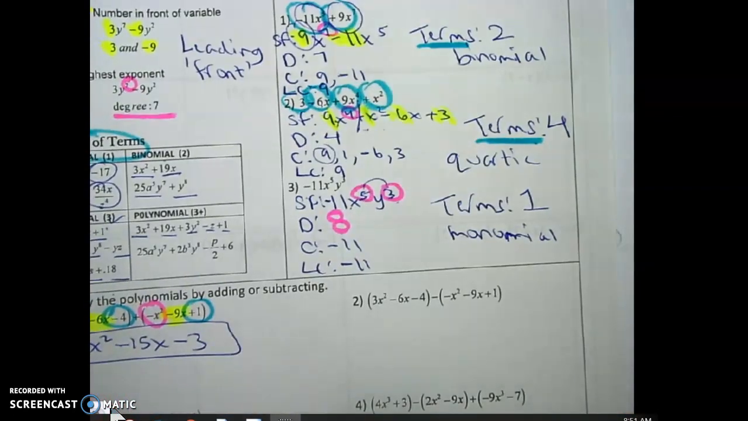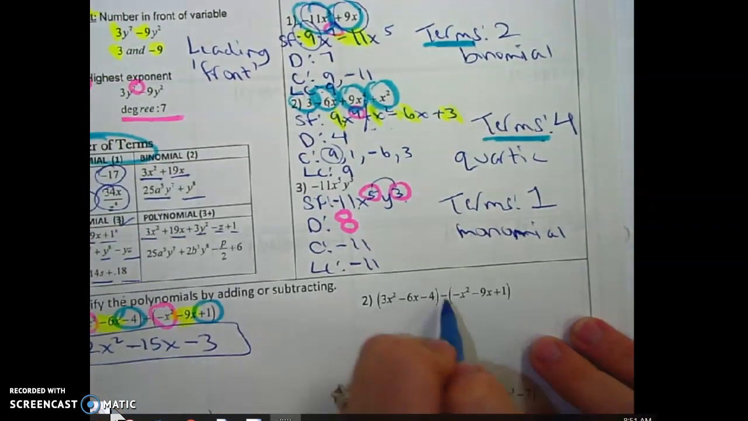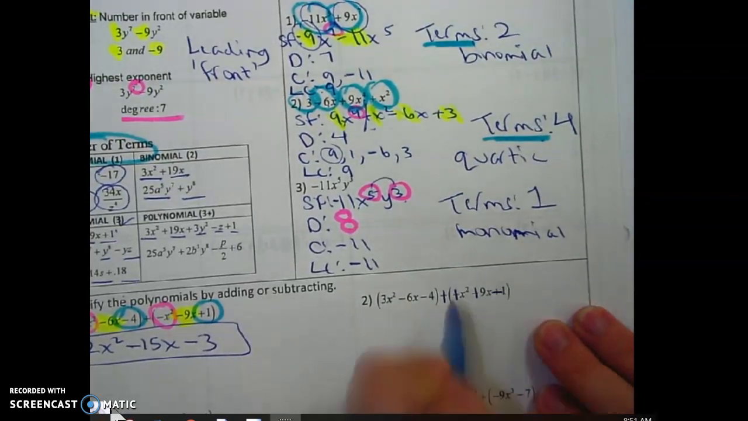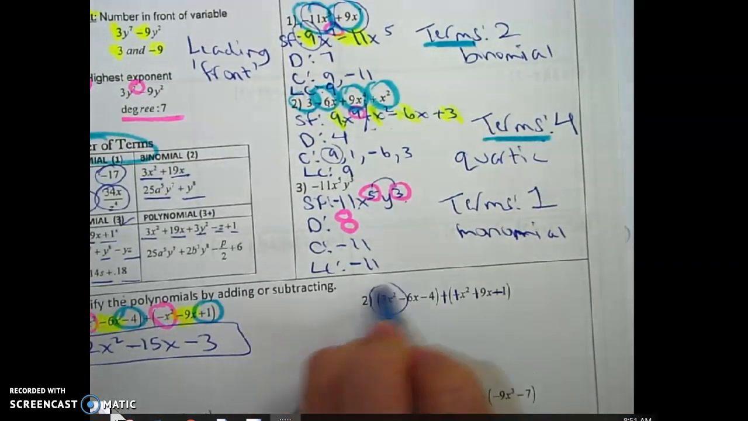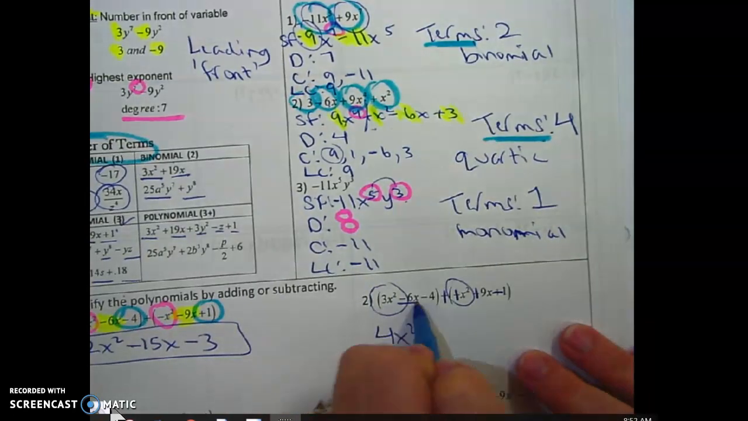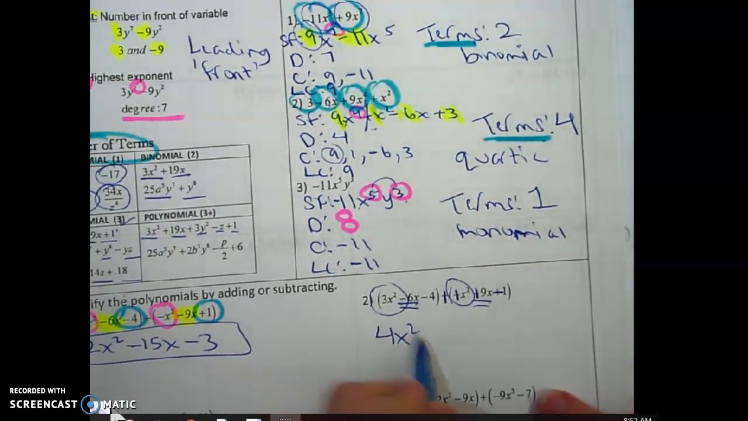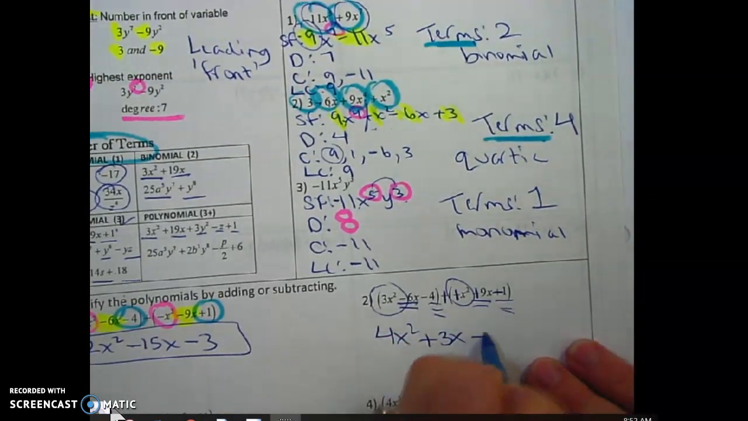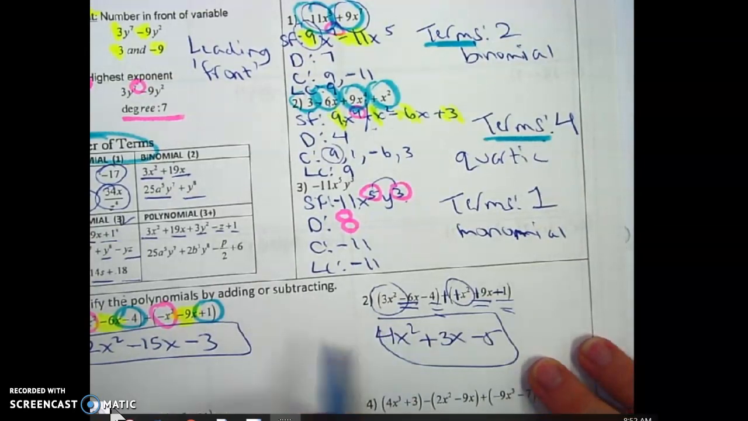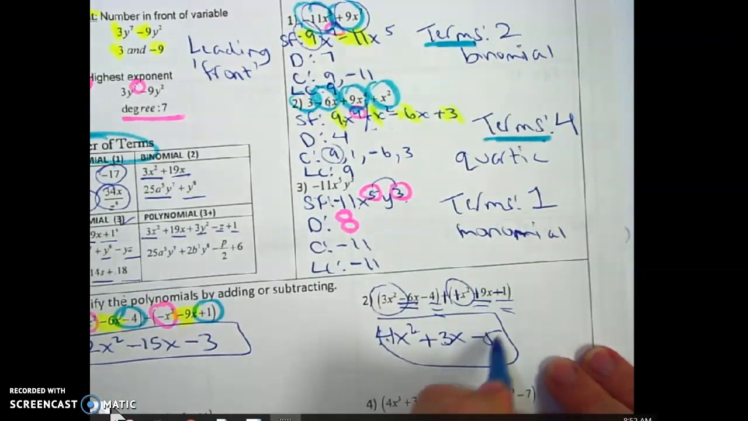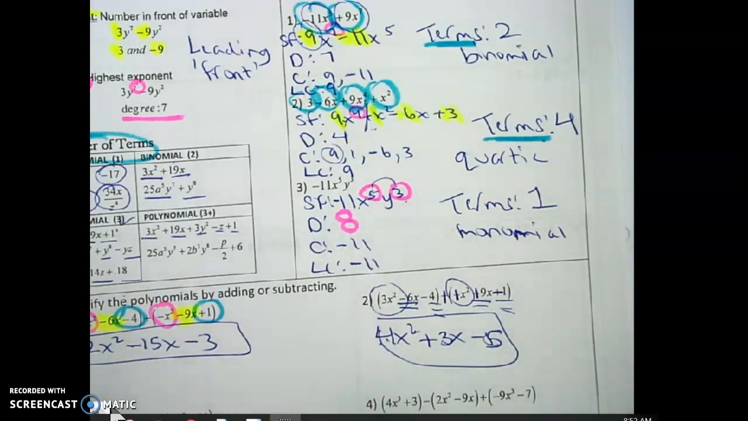Now, this is what messed you guys up last time. If you have a minus in front, change the signs of everything to the right. Now put the same together. 3x squared plus 1x squared, 4x squared. If you're not going to show work, you got to show work this way. -6 and +9 is +3. -4, -1 is -5. Degree 2, leading coefficient, coefficients, 3 of them, trinomial, quadratic.